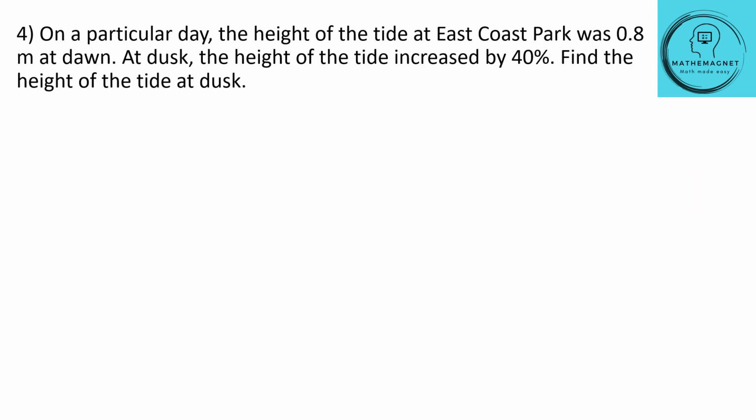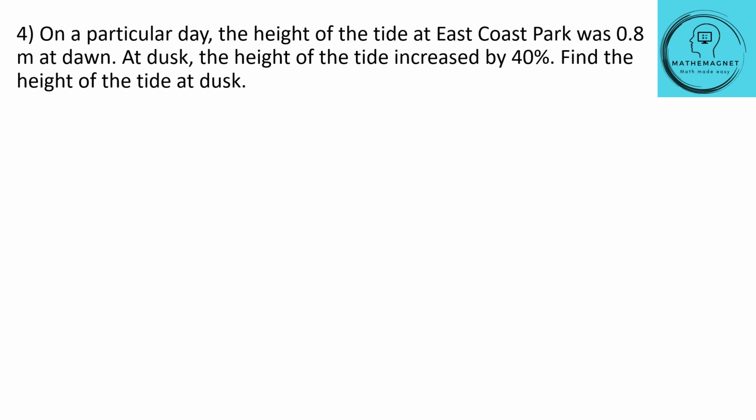Let's look at question number 4. On a particular day, the height of the tide at East Coast Park was 0.8 meters at dawn. At dusk, the height of the tide increased by 40%. Find the height of the tide at dusk. Now they have given the height of the tide at dawn, that is sunrise, and they have told us that at sunset there was a percentage increase of 40%, and they want us to calculate the height of the tide at dusk, which is at sunset.